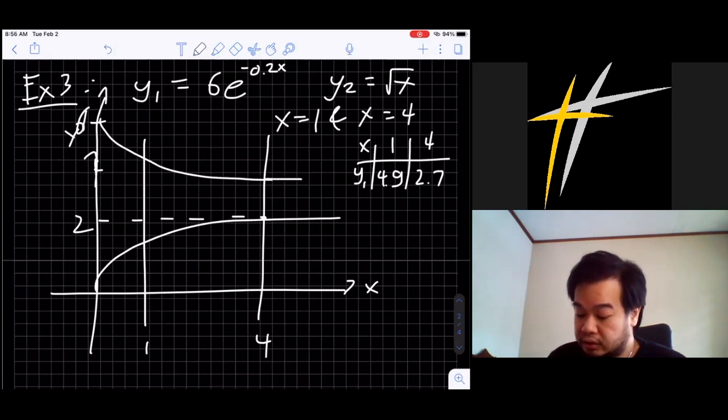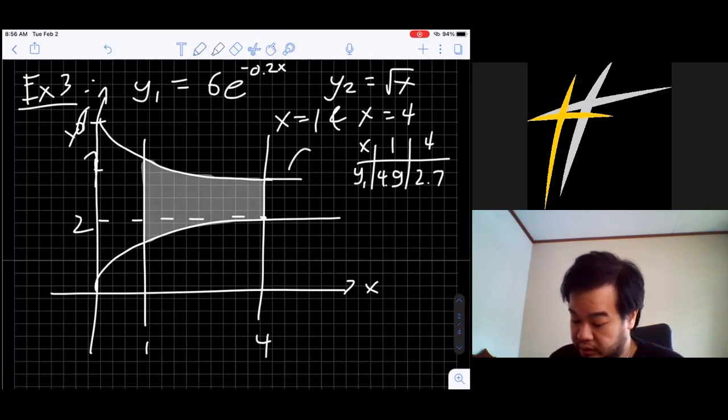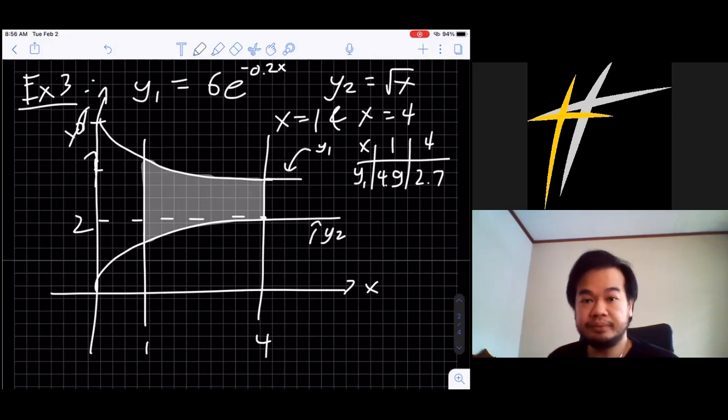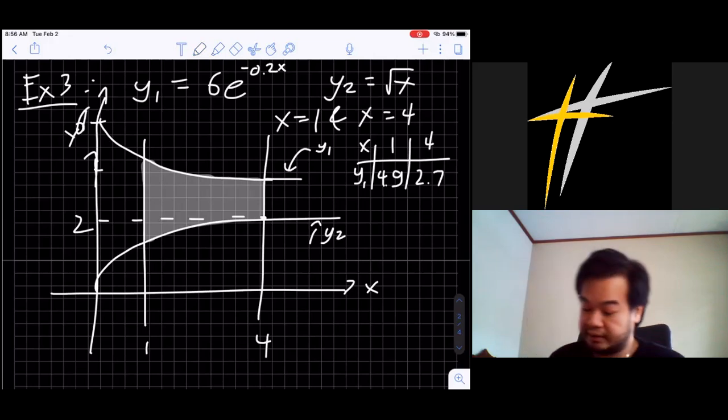So this is the area, bounded by y1, bounded by y2, and the vertical lines x equals 1 and x equals 4. This is y1, this is y2. And then rotate it about the x-axis. So you want to rotate it about the x-axis.